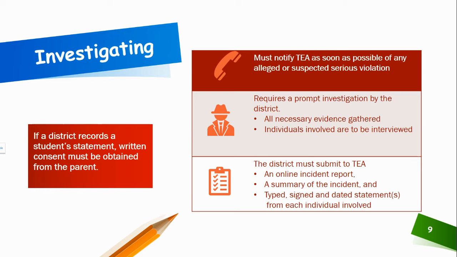A district must notify the TEA immediately of any violation or suspected serious violation. The district is required to gather all relevant information, including statements from all staff involved. The district must submit to the TEA an online incident form, a summary of the incident, and typed, signed, and dated statements from all involved. Students involved in the incident may be interviewed. However, if their statement is recorded, their parent or guardian must give permission prior to getting the statement.